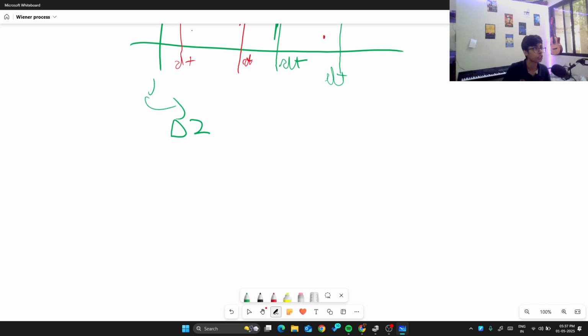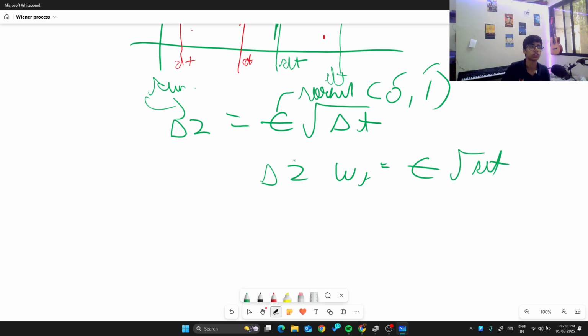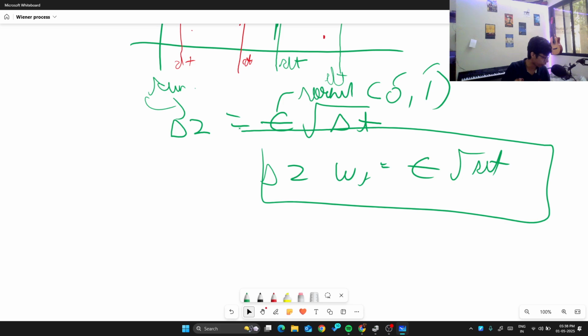This is the Brownian motion, and it is derived from a normally distributed variable, that is, a normally distributed variable with mean 0 and variance 1, multiplied by the standard deviation of time dt. So in simple terms, z or Wt equals epsilon times the square root of dt. That's the Brownian motion.